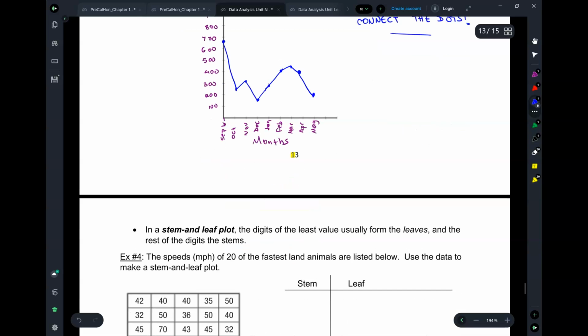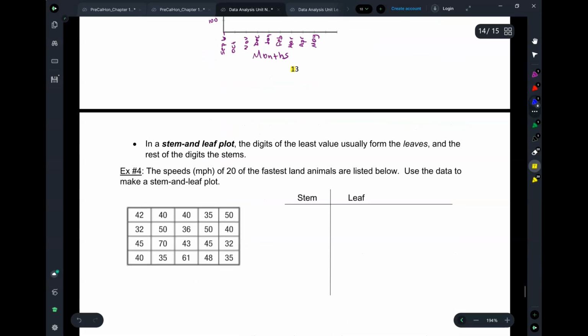All right. Moving along. Another way is a stem and leaf plot. And I know a lot of these are things that you've seen before. So a stem and leaf plot looks like this. The digits of the least value. So for example, let's talk about place values. You have the ones, the tens, the hundreds, and so on. So the digits of the least value, if it's the ones, are the leaves, and the rest of the digits are the stems.